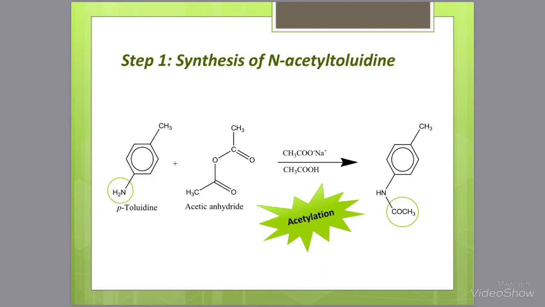As a side product of this reaction, acetic acid is going to be formed. Now, this acetic acid will cause the para-toluidine to be protonated. And we don't want this to happen because if the para-toluidine was protonated, actually it will become non-nucleophilic. So we will use a buffer system of acetic acid and sodium acetate in order to keep the pH of the reaction high enough and to ensure that the para-toluidine is not completely protonated by this acetic acid that is formed as a side product.